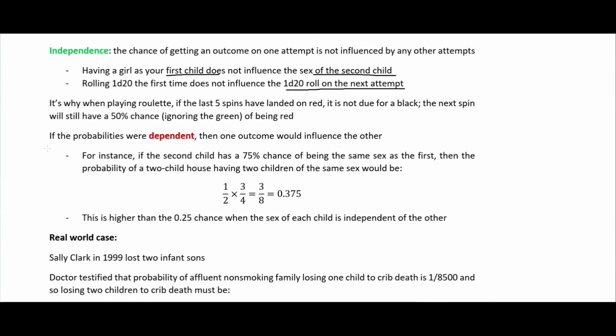And so it's why when playing roulette, if the last 5 spins have landed on red, we're not due for a black like a lot of people think. So I think this is called the gambler's fallacy. So the next spin will still have a 50% chance, if we're just ignoring those green ones, of being red.